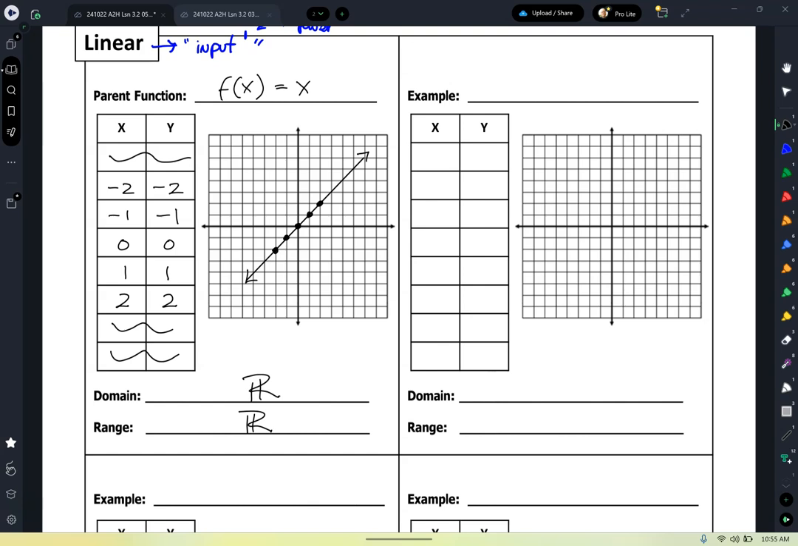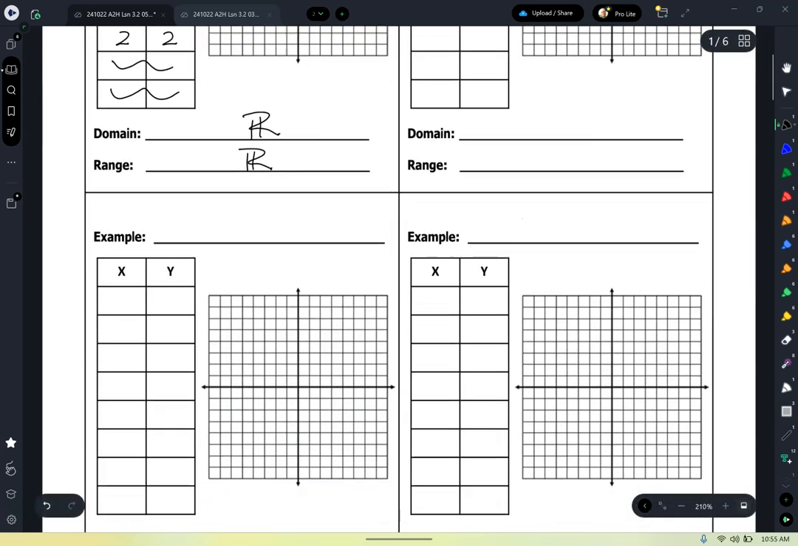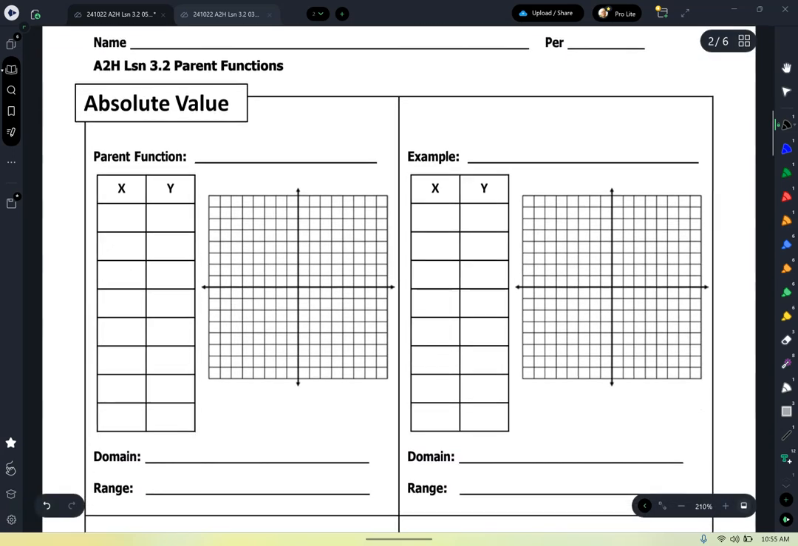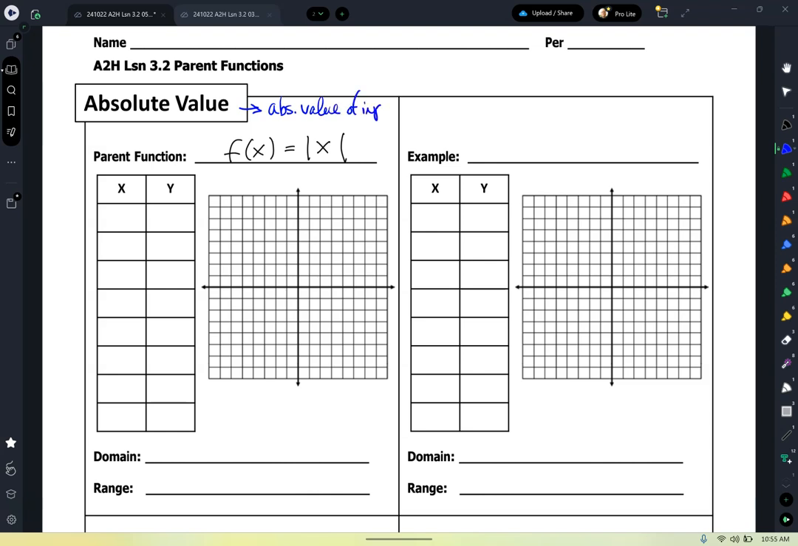Okay, so you'll get the other examples from Google Classroom when I post those up there for you to work on. Okay, all right. Let's talk about absolute value functions. All right, so the absolute value function is going to look like this. Your output is equal to the absolute value of your input. We can even jot that up here. This is the absolute value of the input.